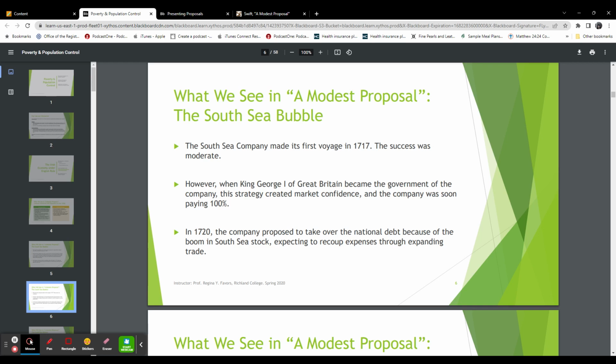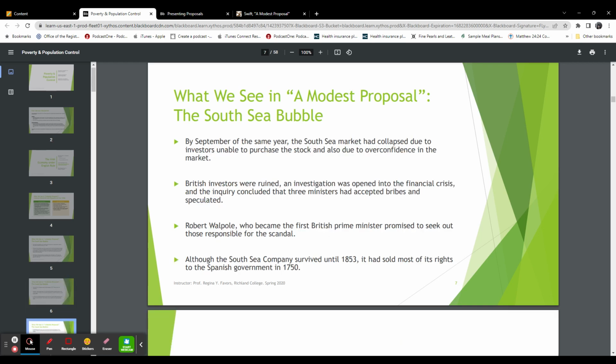So there's at least a security that, okay, this is a good faith effort, and so we can continue to invest in this company. In 1720, the company proposed to take over the national debt because of the boom in South Sea stock, and that's generally because there was government backing, expecting to recoup expenses through expanding trade. Okay. By September of the same year, the South Sea market had collapsed due to investors unable to purchase the stock and also due to overconfidence.